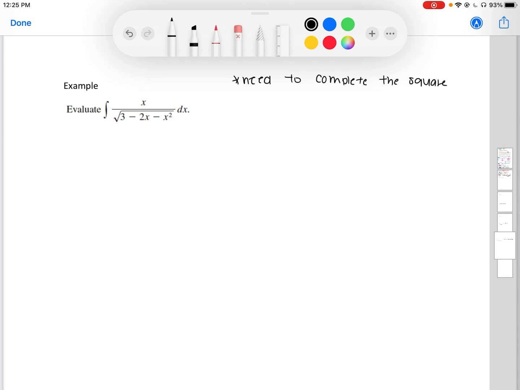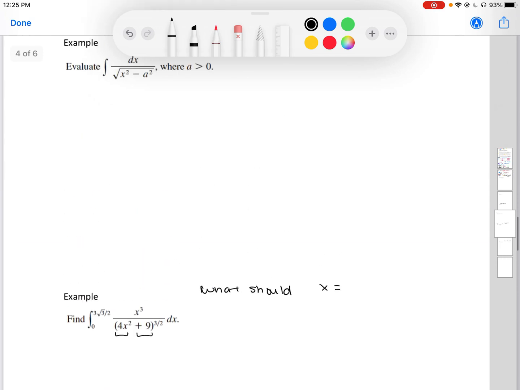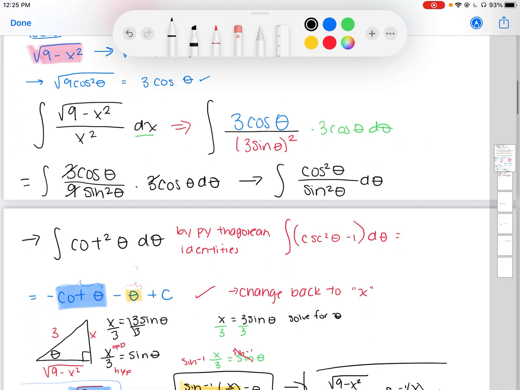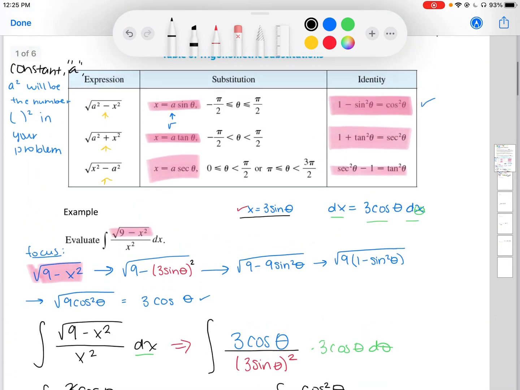Okay, these are our problems. I'll go over them in a second video. I just wanted to show you what trig substitution is and how it applies.